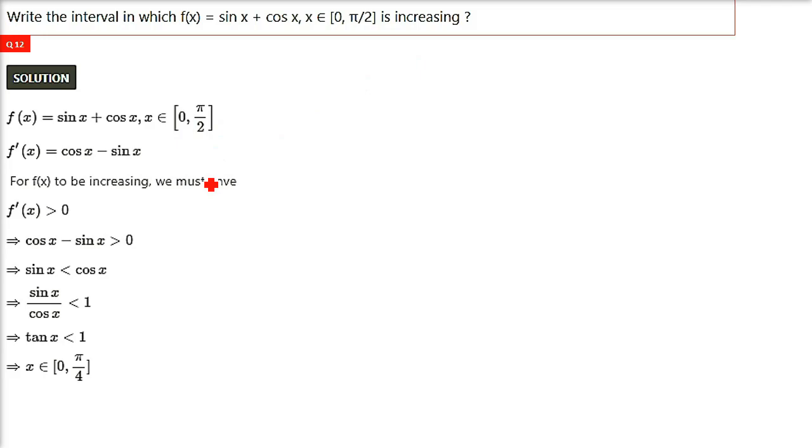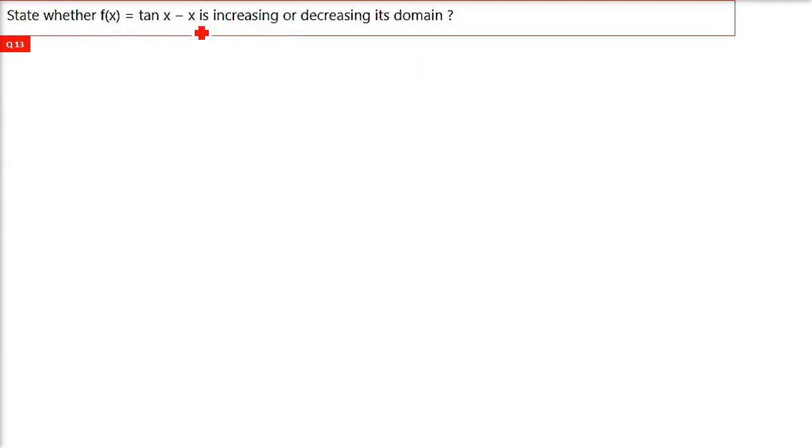And this question is very easy if you have understood the previous chapter exercises. State whether tan x minus x is increasing or decreasing in its domain. Now let us see. When you don't know anything, just differentiate. f dash x is sec square x minus 1. Now you tell me, what is sec square minus 1?